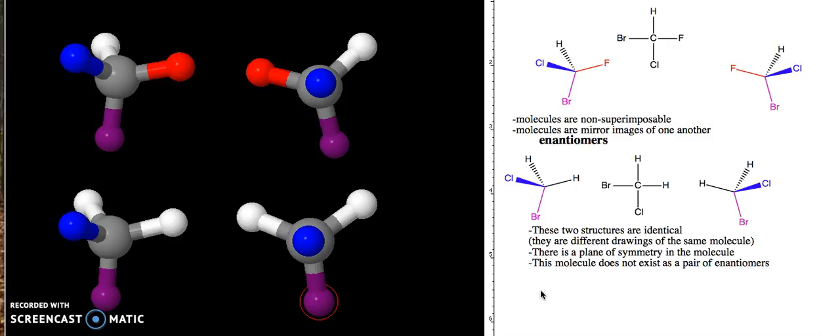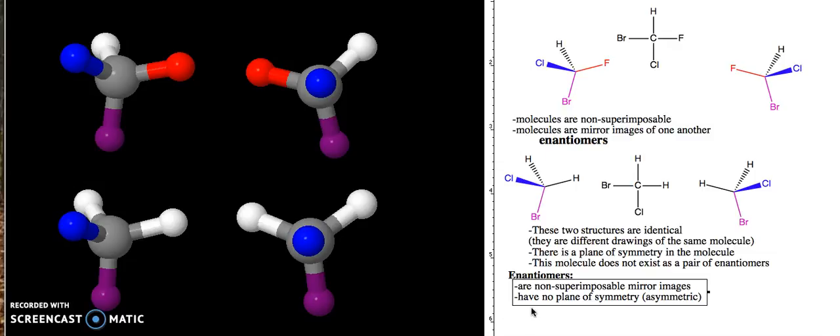So what I want to do now is summarize what we've talked about with regard to enantiomers. The first thing we've said is that enantiomers are non-superimposable mirror images. The next thing we said is that enantiomers have no plane of symmetry, and sometimes we call this being asymmetric. And finally, often the asymmetry that gives us enantiomers is found on a carbon bonded to 4 different groups. And you'll notice that's the difference between our first molecule and our second molecule.